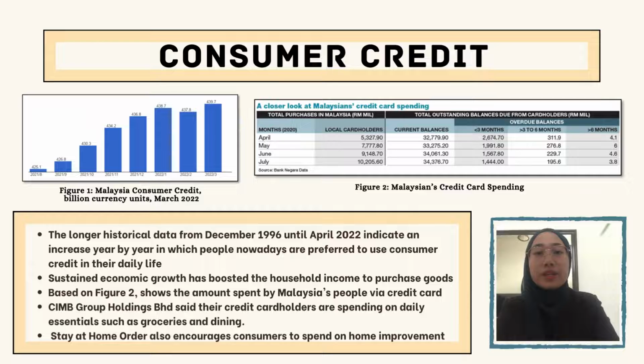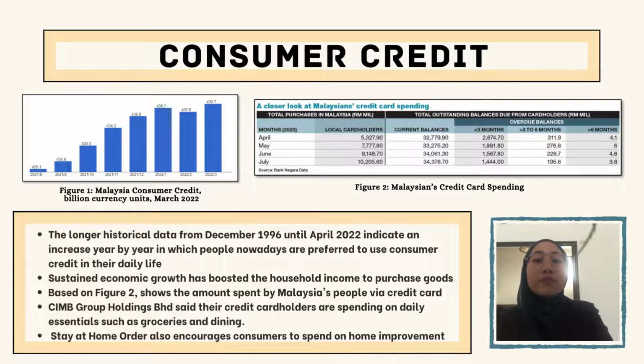Statistical information. Financial institutions offer many types of consumer credit to households, including credit cards, auto loans, education loans, mortgages, and others. Longer historical data from December 1996 until April 2020 indicate a year-by-year increase in which people nowadays prefer to use consumer credit in their daily life, based on macroeconomic stability, financial sector development, and government policies. Sustained economic growth has boosted household income to purchase goods and services. The value for Malaysia during that period is a minimum of 56.74 billion Malaysian ringgit in December 1996 and a maximum of 440.73 billion Malaysian ringgit in April 2020.